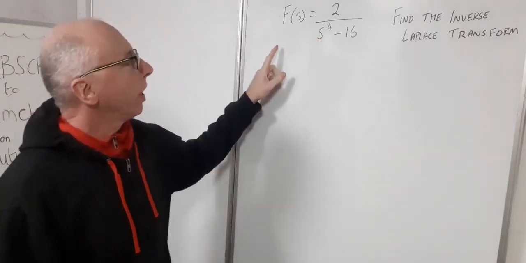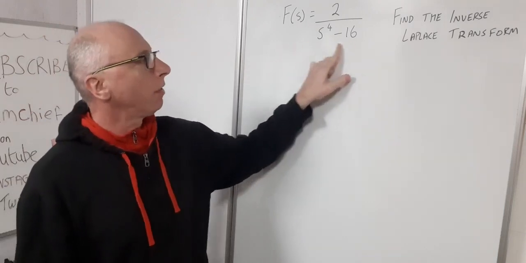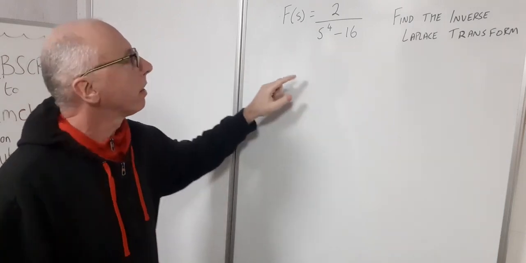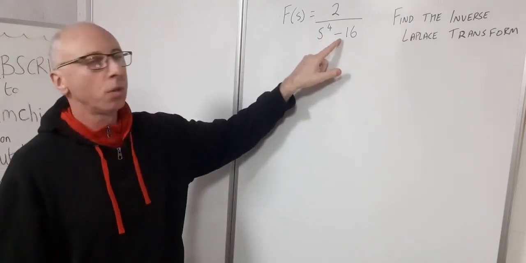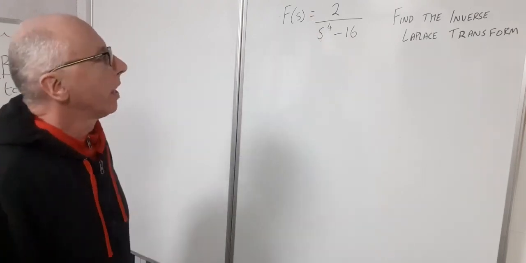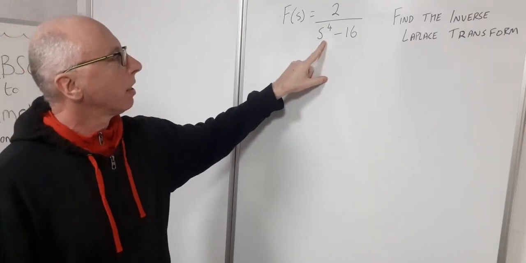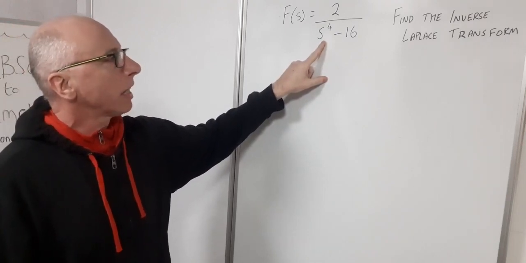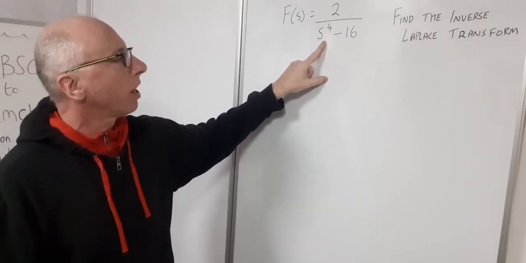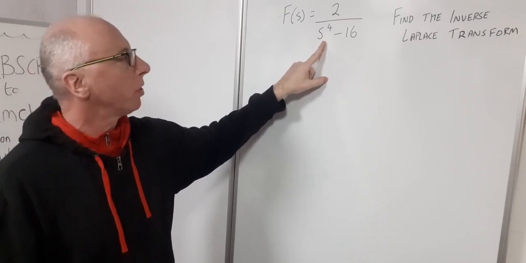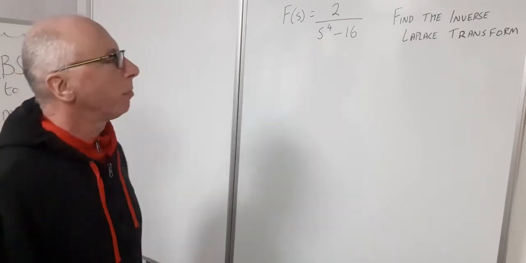So in this video we're going to find the inverse Laplace transform of our function here, F of s, 2 divided by s to the 4 minus 16. Now the first thing we need to deal with is this denominator. s to the 4 minus 16 is not going to be a very easy way to directly find an inverse Laplace transform. So we're going to have to try and break this apart.